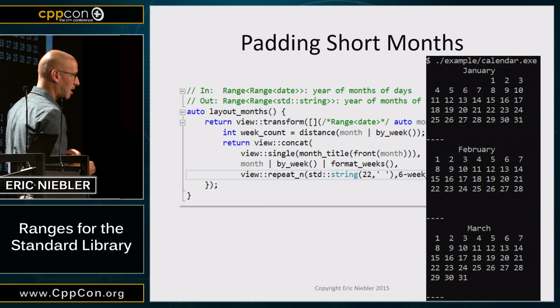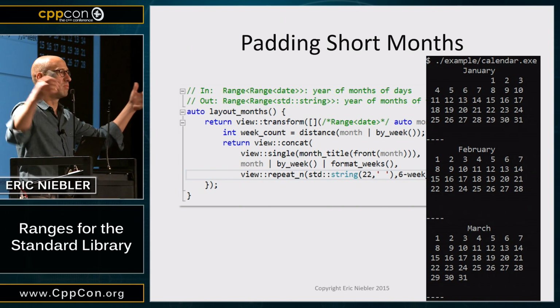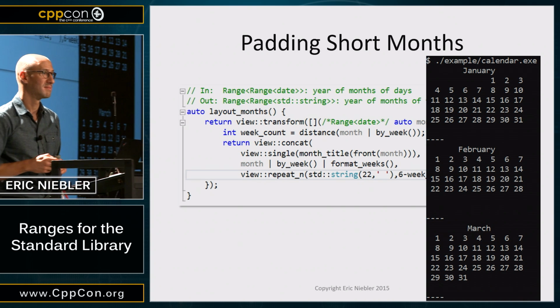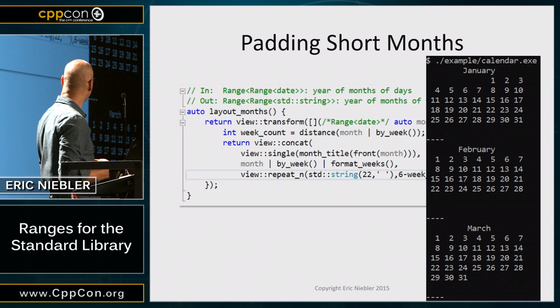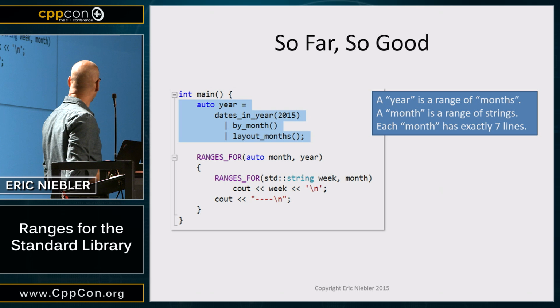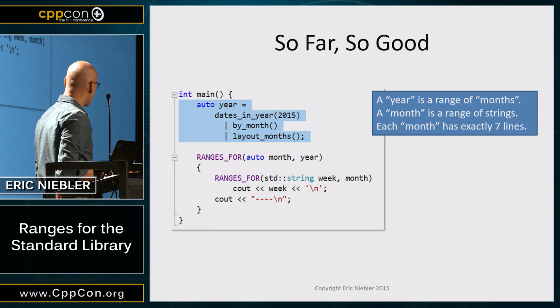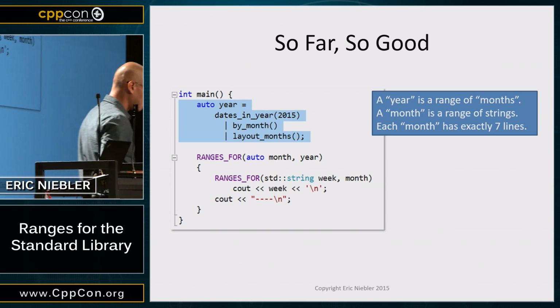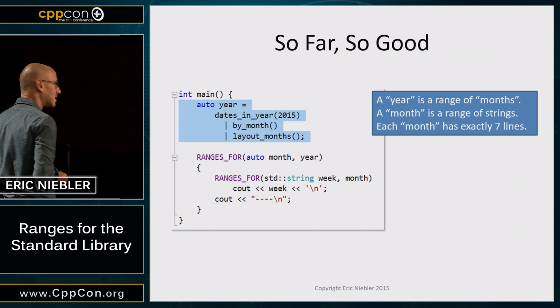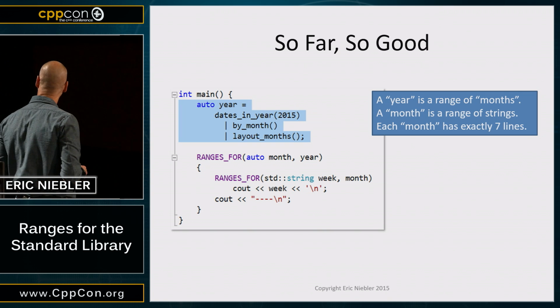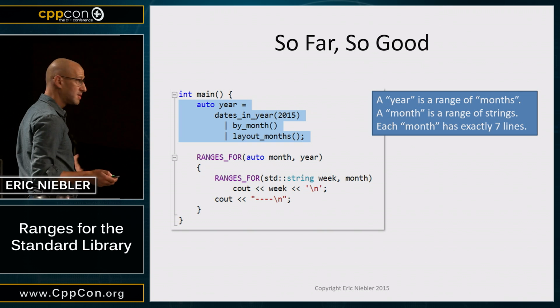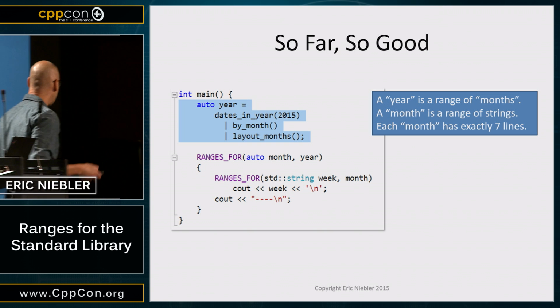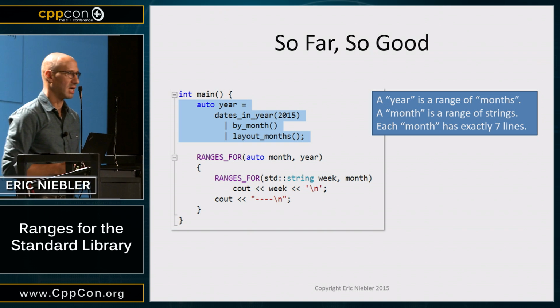And now we are guaranteed that all our months are going to line up when we stack them side by side. Okay. So let's pause and take a breath here and see where we're at. We've got a year, which is a range of months. Month is a range of strings. Each month has exactly 7 lines.